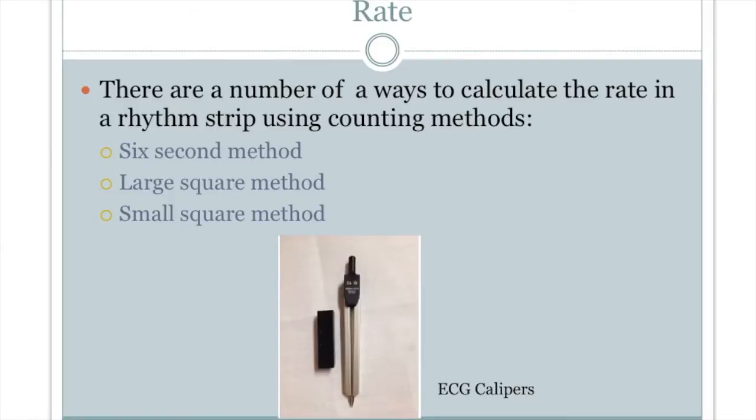Now when we determine the rate, as I mentioned earlier, there's 3 different ways that we can determine it. There's a 6-second method, there's a large square method, and the small square method. The most accurate is the small square method, and we will go through each of those. And as you can see, this is a calipers. They're very handy. If you are going to be spending any time in the cardiac area, if that is your passion when you're done with nursing school, I would encourage you to purchase a pair. You will need them for school. If you're going to be doing any clinicals in the cardiac area, there's usually calipers hanging around somewhere on the unit.